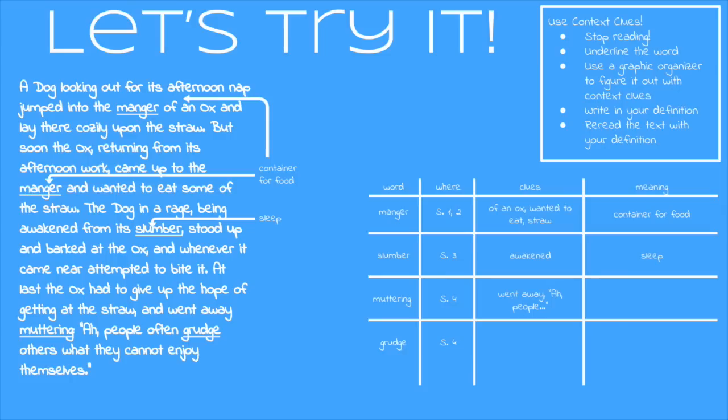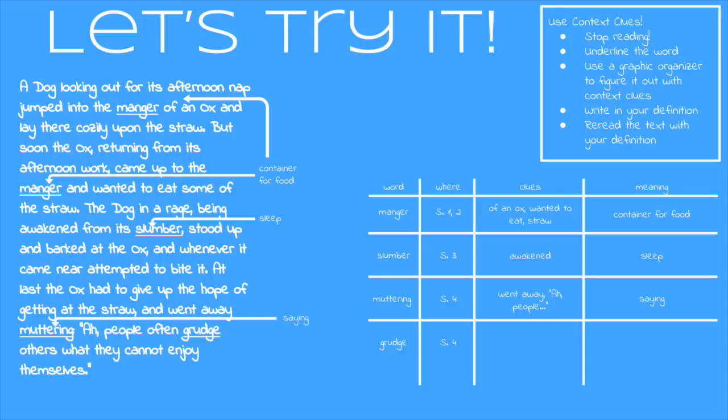So it's almost like the word muttering is another word for saying or said. So he went away saying. That makes a lot of sense here. So I'm going to write down the word saying. And then I'm going to write it over by the text.